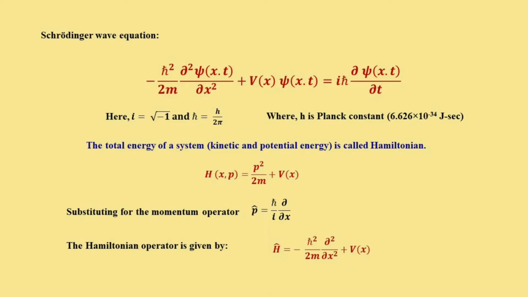As we know, the kinetic energy can be expressed as half mv squared or p squared by 2m, where p is the momentum, and potential energy is V(x). V is a function of x, and H represents the Hamiltonian. Now if we substitute the expression for the momentum operator, which we have already derived, that is p is ħ by i del/del x, into the Hamiltonian function, the Hamiltonian operator is given by H cap equals minus ħ squared by 2m del squared/del x squared plus V(x).